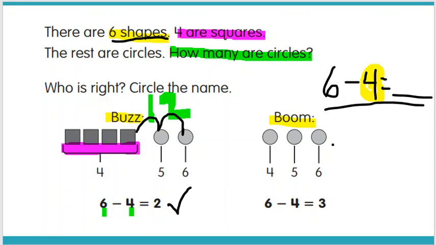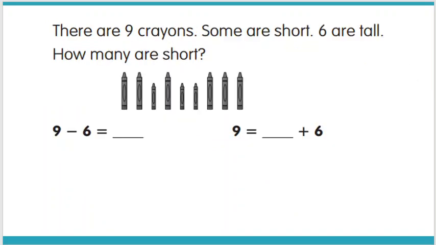Boom, I'm not quite sure exactly what Boom did here. Boom didn't put anything in his mind, and then he counted on from nothing and said 4, 5, 6. So that's where he got his 3, but we know that that's not the answer. So Boom is not correct. The way that I checked that was I started with that smaller number and then added on from there. Well, let's move on to the next problem.